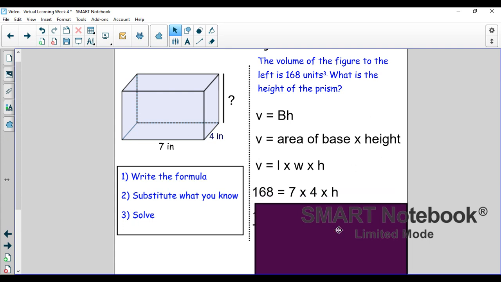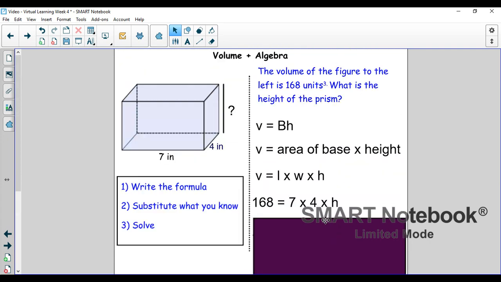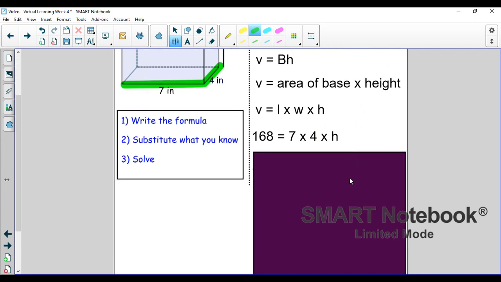So again, I'm just going to start replacing variables, things that I know from the problem. Up here, it told me what the volume was. It said the volume is 168 units. So I plugged that in for my volume. Over here, if I look at my picture, they gave me a length of 7, a width of 4, and again, it was asking us, what is this height? So the length is 7, the width was 4. Once I fill out all the information I can for my formula, if I only have one variable missing, in this case the height, I can work backwards and solve for that.